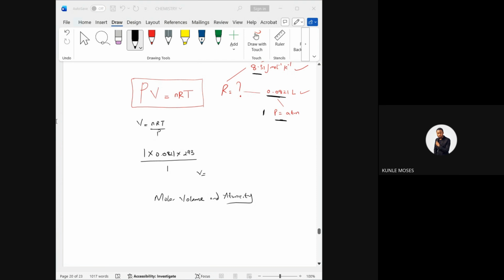Molar volume is the volume occupied by 1 mole of a gas. So the general formula for molar volume is the volume of gas divided by the number of moles. That is molar volume, Vm equals V over n, where V is the volume of gas.